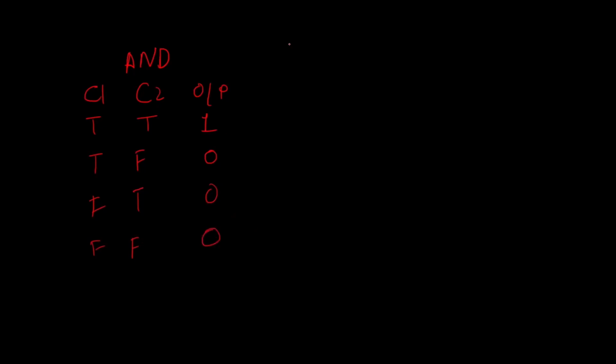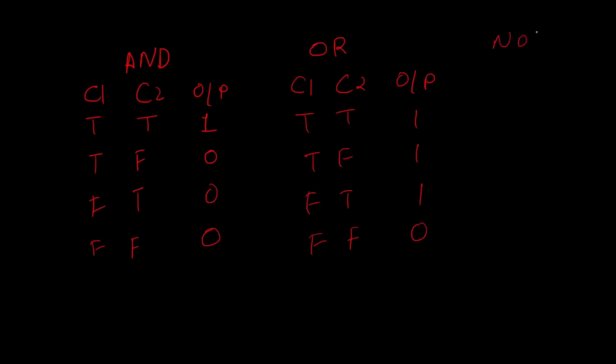Now after that we have the OR operator, with condition 1, condition 2, and then the output. For true and true it will give us 1, for true and false it will give us 1, and for false and true it will give us 1. For false and false, if both conditions are false, then it will give us 0. And our NOT operator is nothing but it will change the condition.